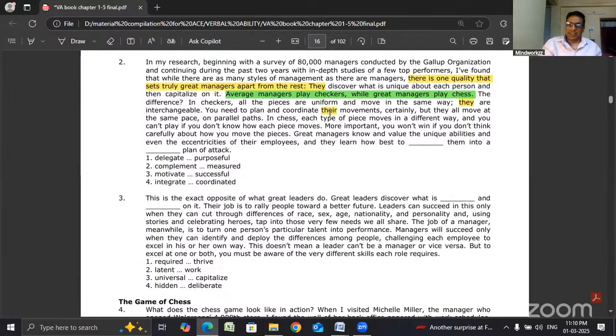So let us move here. You need to plan and coordinate their movements, the checkers pieces' movement, certainly, but they all move at the same pace on parallel paths. In chess, each type of piece moves in a different way, and you can't play if you don't know how each piece moves. Very significant line.